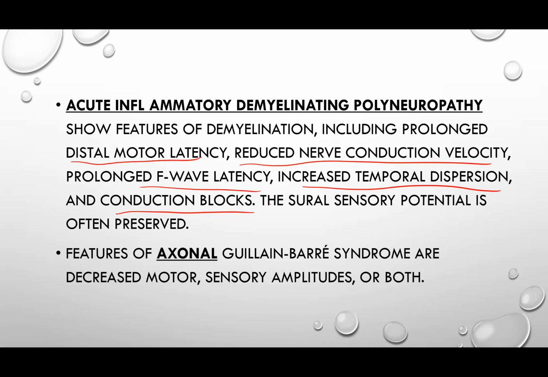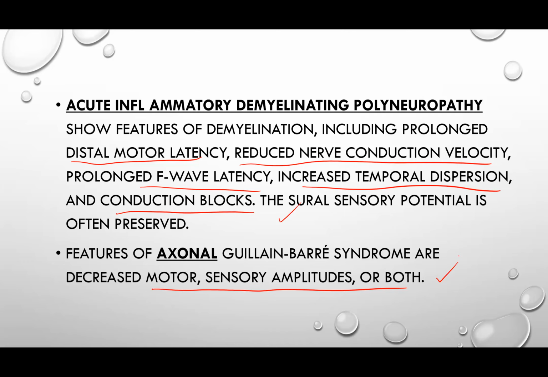Features of the axonal variant of GBS are decreased motor, sensory, or both amplitudes. So see, there is a difference, because in one case it is the myelin sheath affected, and here it is the axolemma that is affected. That is why nerve conduction features will be different. So distal motor latency, reduced NCV, prolonged F wave latency, and increased temporal dispersion and conduction blocks.